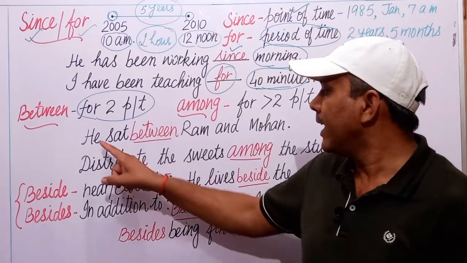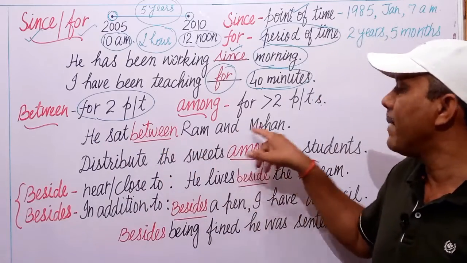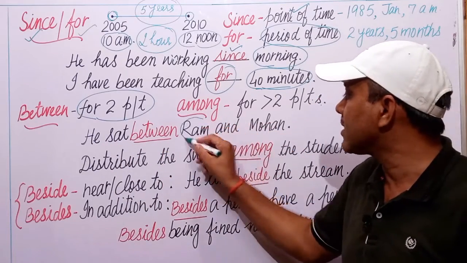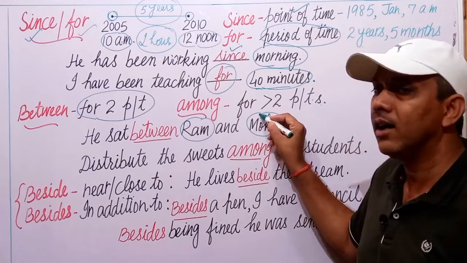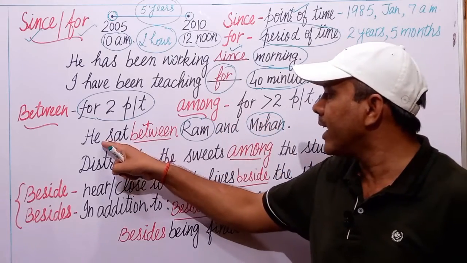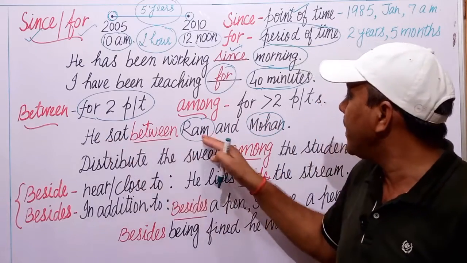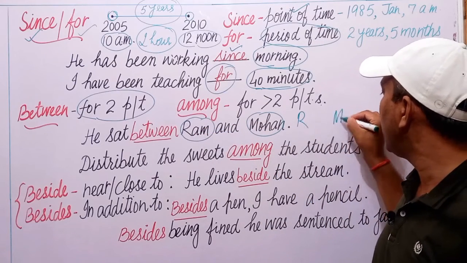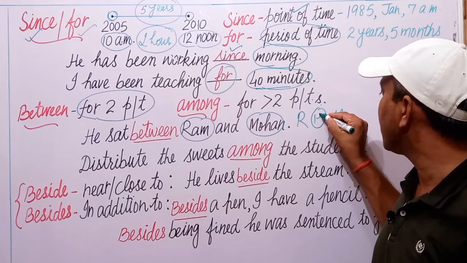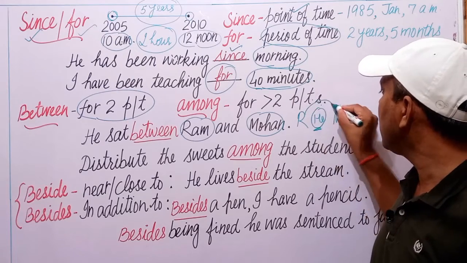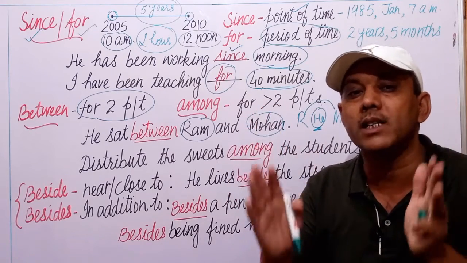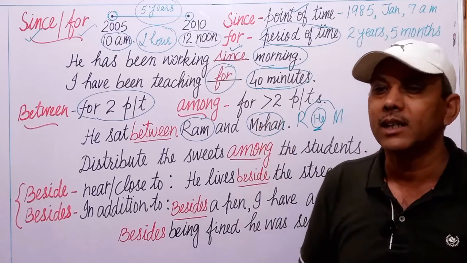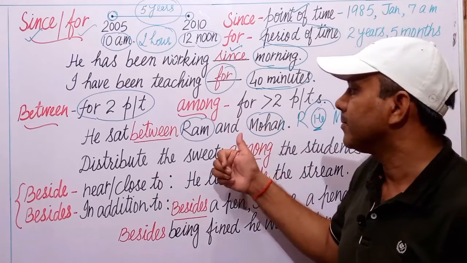For example, he sat dash Ram and Mohan. There are 2 persons, Ram and Mohan. And where did he sit? He sat between Ram and Mohan. यहां राम है, यहां मोहन है, तो ही जो है यहां पे बैठा बीच में इनके. बिटवीन, क्योंकि ये 2 पर्सन थे. बिटवीन 2 persons और 2 things, तब हम कहेंगे बिटवीन.